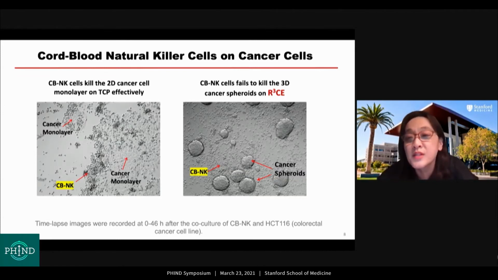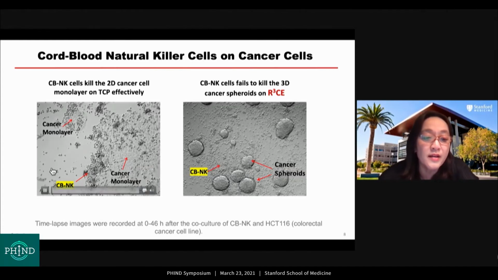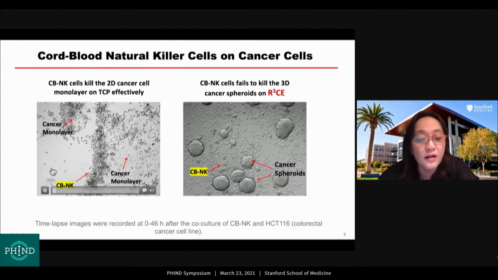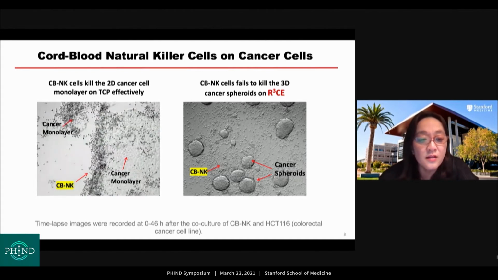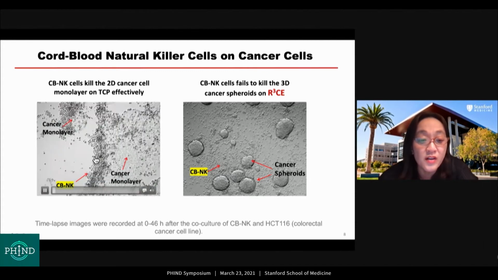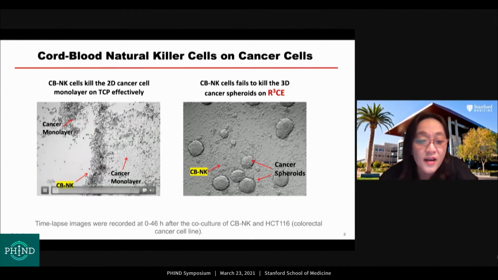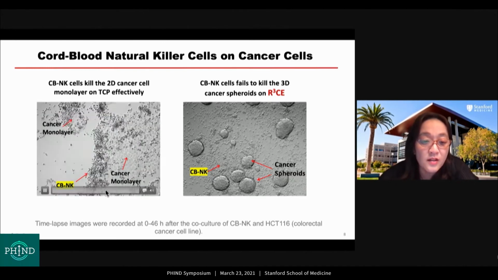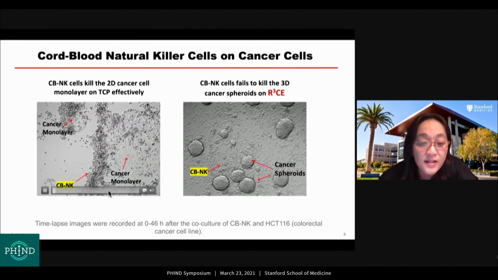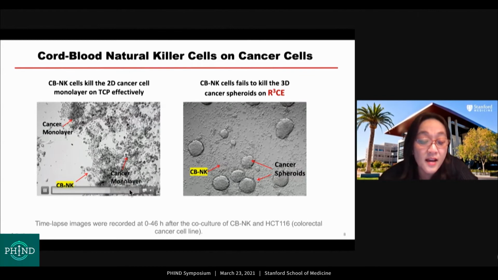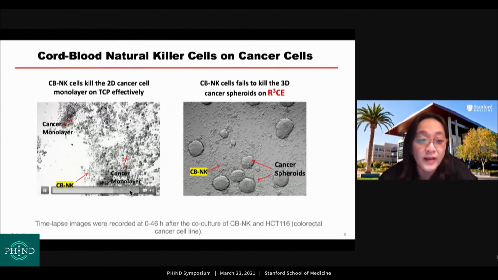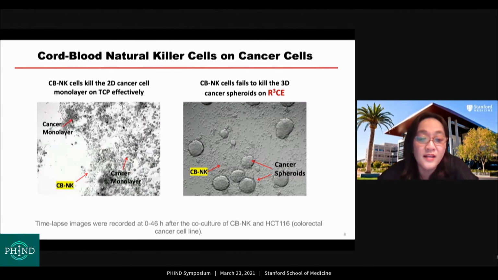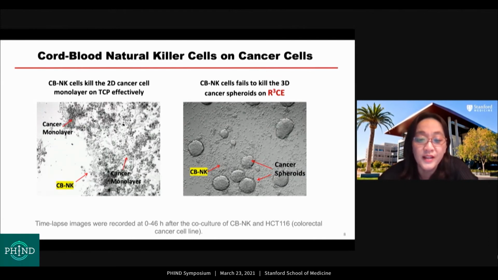But here, just bear with me. Those are spheroids grown on our RCE plate. Now let's see what happened here. On the left, you see the natural killer cells start to invade the cancer cells, and the cancer cells are pretty defenseless. In no time, within 46 hours, pretty much all the cancer cells were killed and the NK cells declared victory.